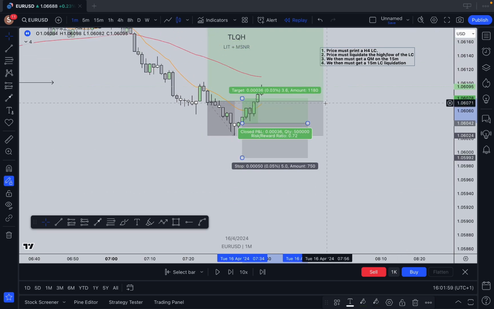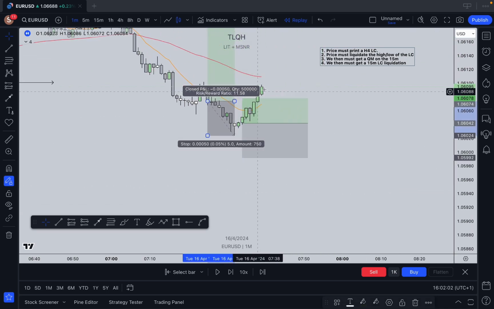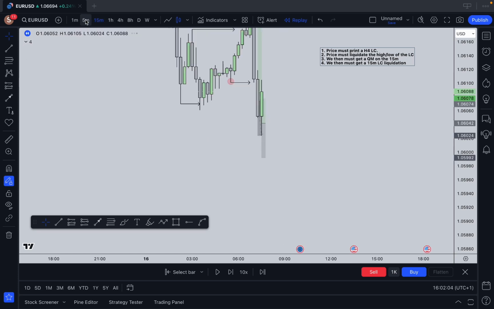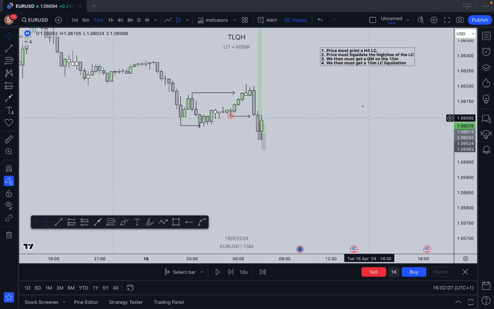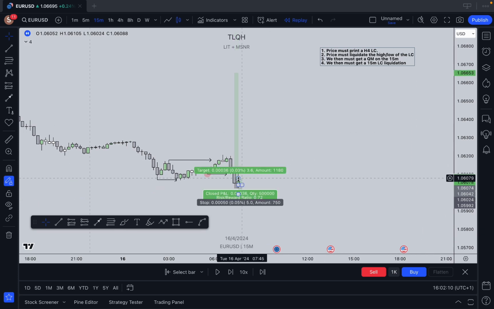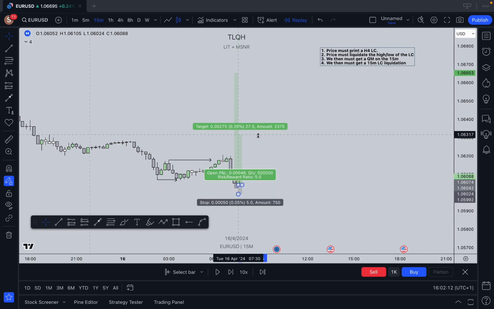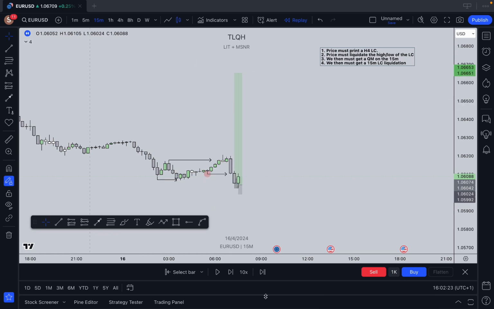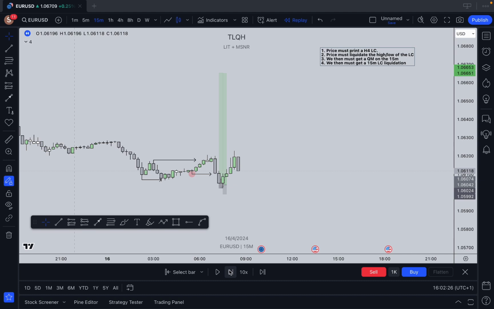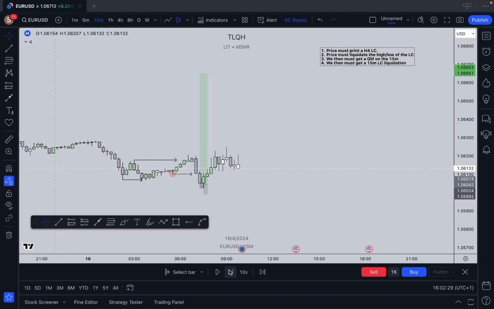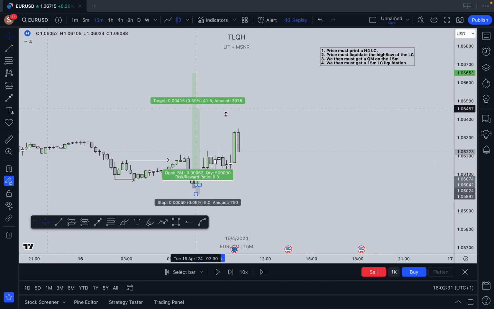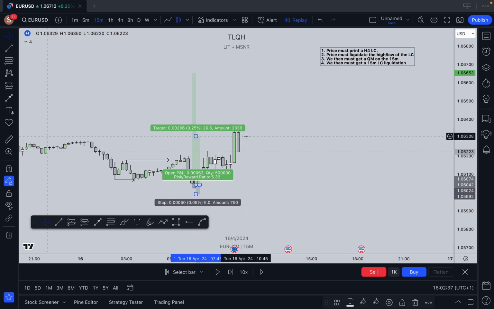And the same rules apply. We would be targeting 5R first, like so, and then up here. As you can see, price starts to make its way off. We get a very nice push up. I believe right here we would have hit 5R. Yes, so once you've hit 5R, you are looking to go break even.